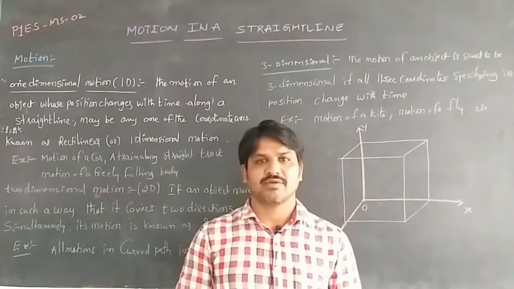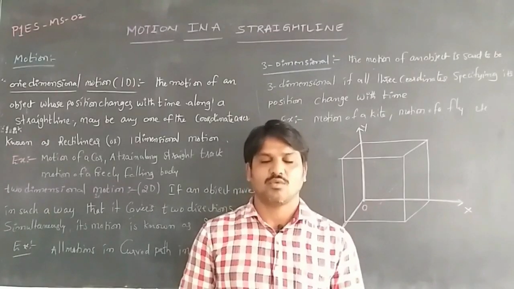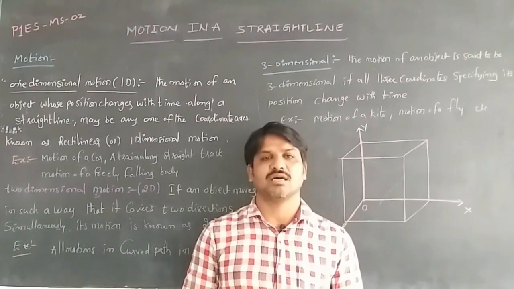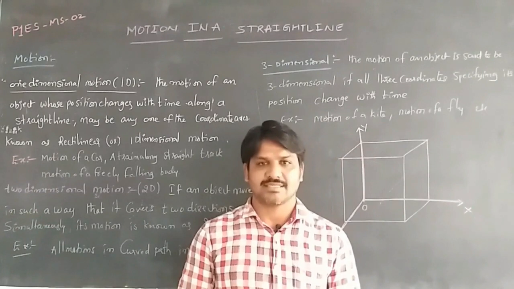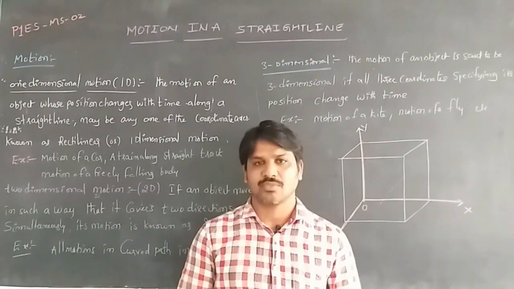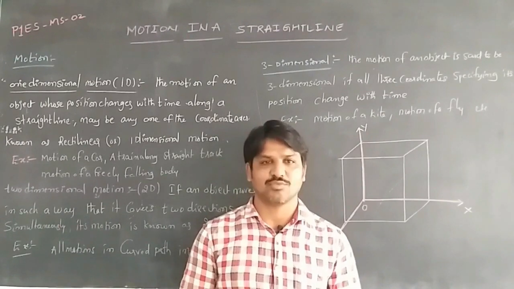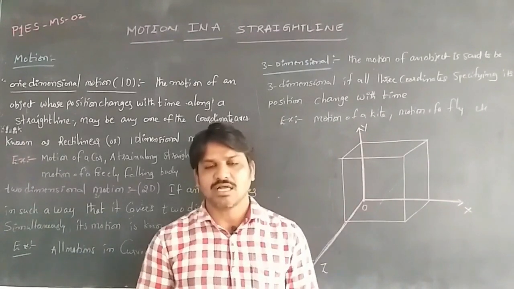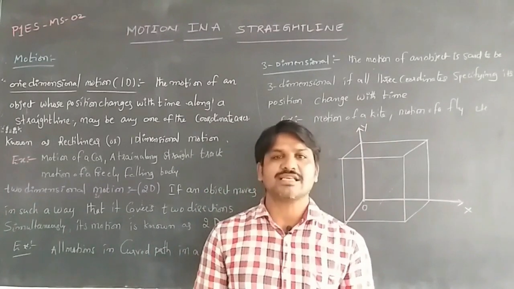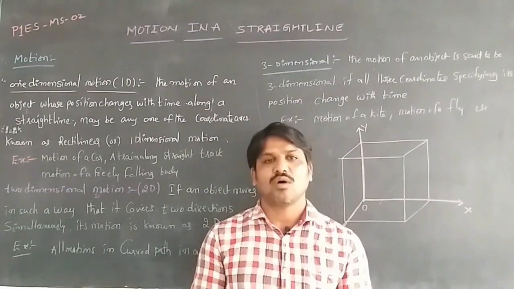In the earlier class we discussed what rest and motion are and the types of motion: rectilinear or translatory motion, rotatory or circular motion, as well as oscillatory motion. And also about the motion if the body is moving along a straight line, then what is the motion?